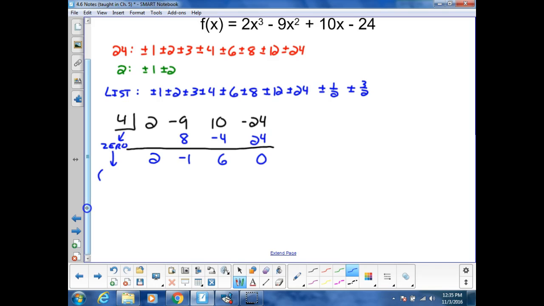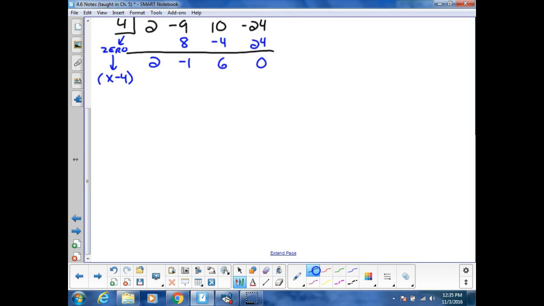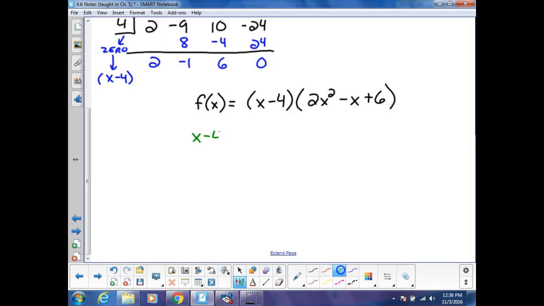Okay? So 4 is a 0, which means what? What's a factor? X minus 4 is the factor. Okay? So we can rewrite here now f of x as x minus 4 times what? 2x squared minus x plus 6. And does 2x squared minus x plus 6 factor? Nope. Okay, otherwise, we would be doing a problem like yesterday. Okay, so that's going to be x equals 4.